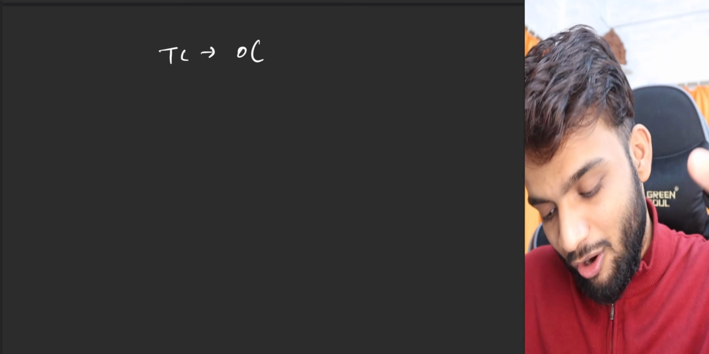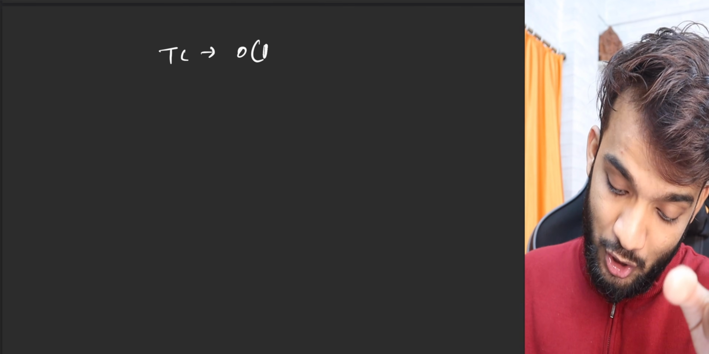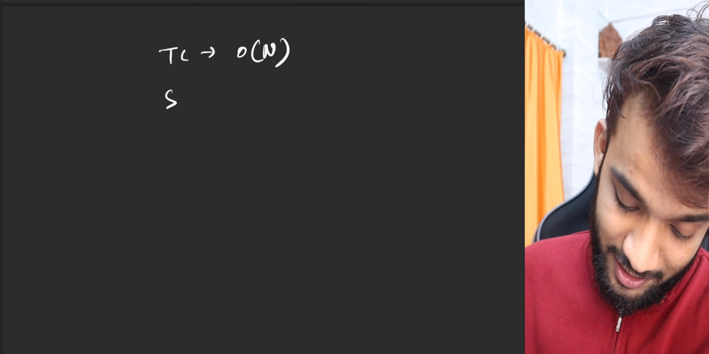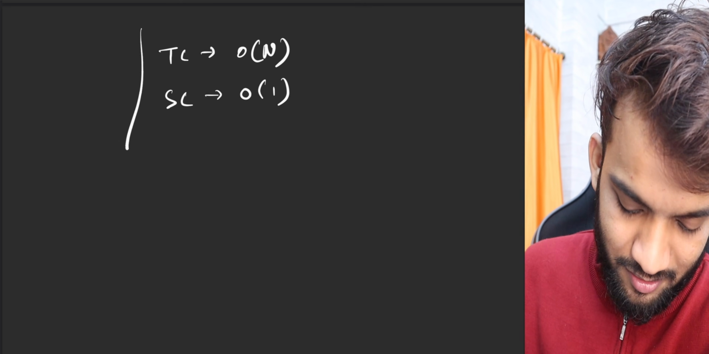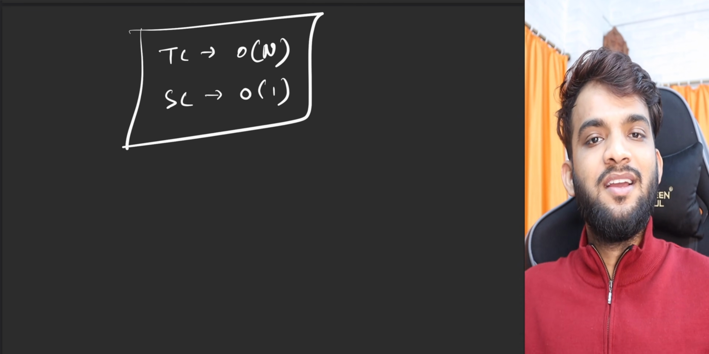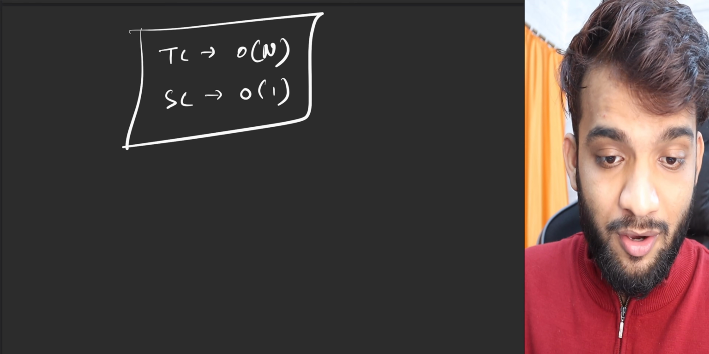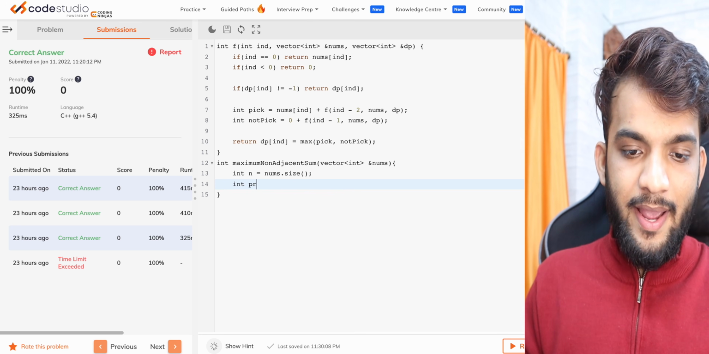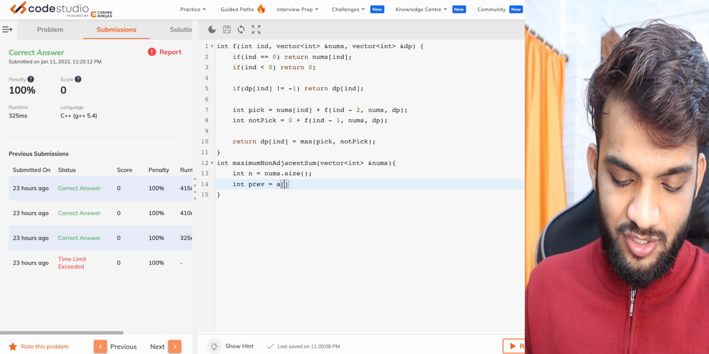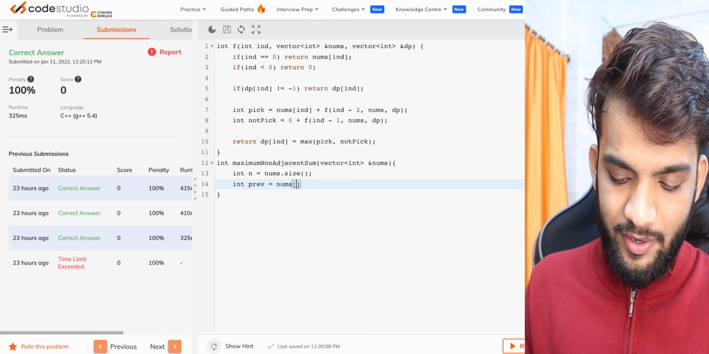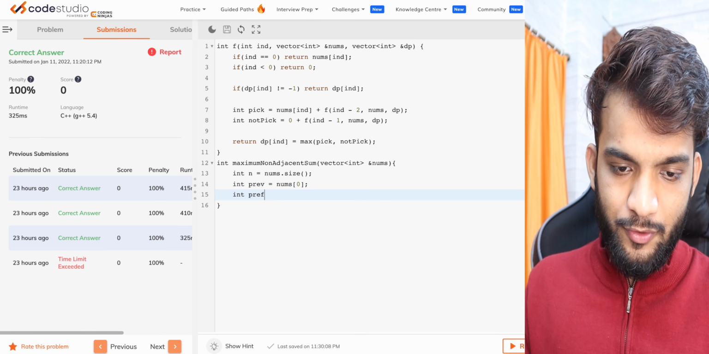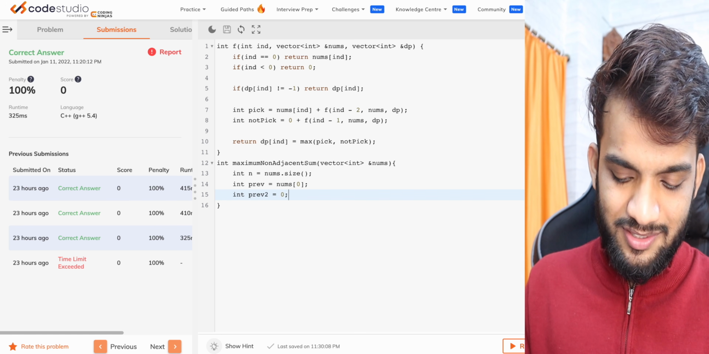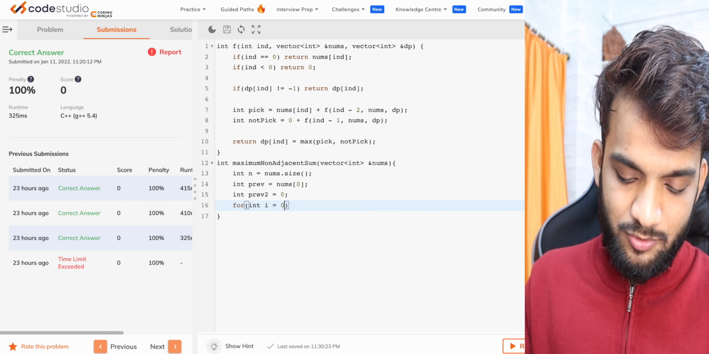Now if I talk about the time complexity, we solved this particular problem in a big O of n and a space complexity of big O of 1. Amazing, right? So what are you waiting for? Let's quickly code this up. So what do I require? I require a previous for sure, which is nums of 0 over here. I require a previous 2 for sure, which is 0 in this case. And I start from 0.